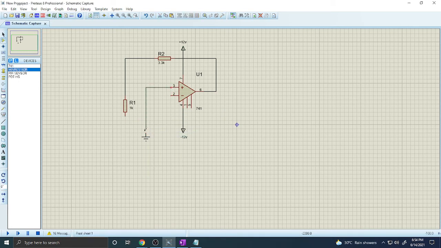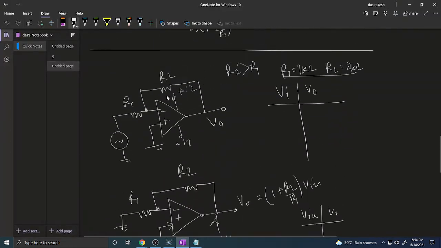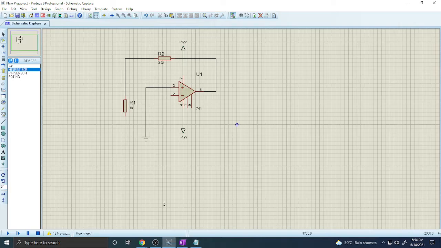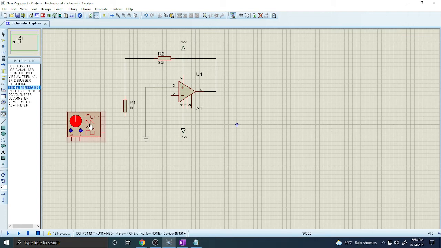The non-inverting input is grounded, because from this circuit we see that it is grounded. Now we take a signal generator. Say, for example, the plus terminal is connected here and the minus terminal is connected from here.